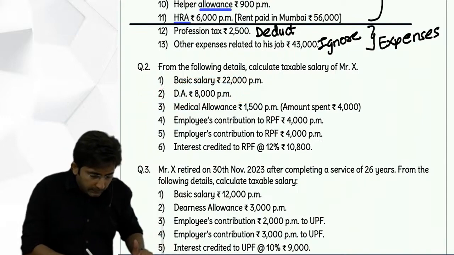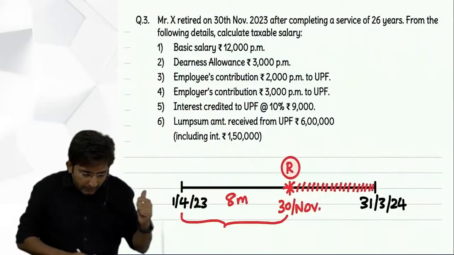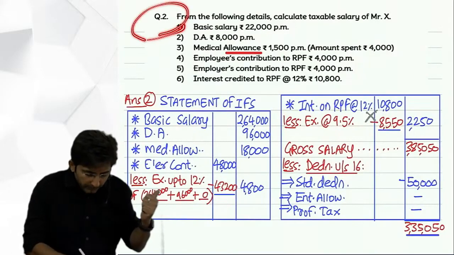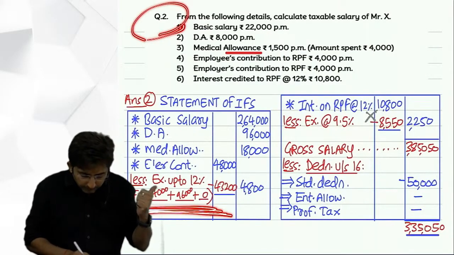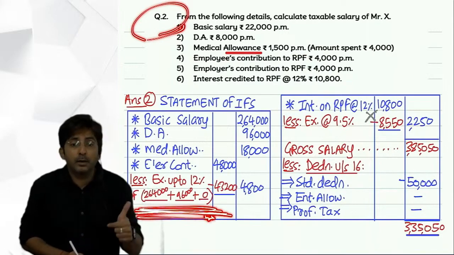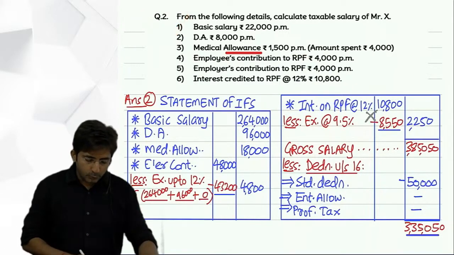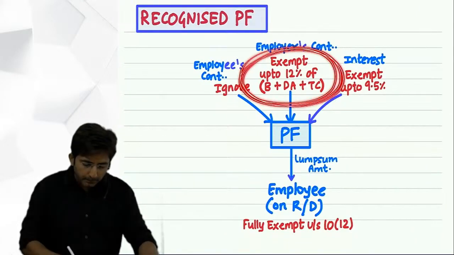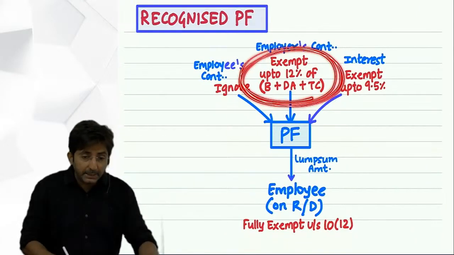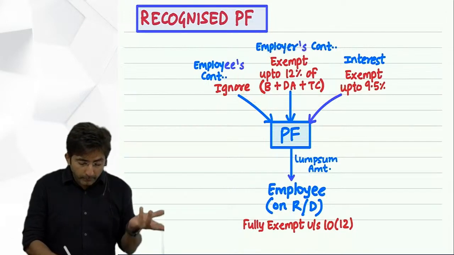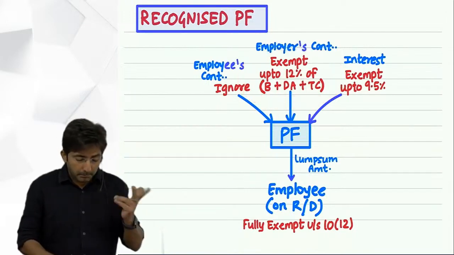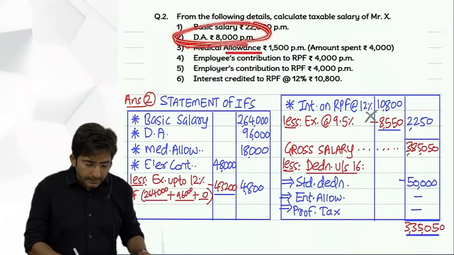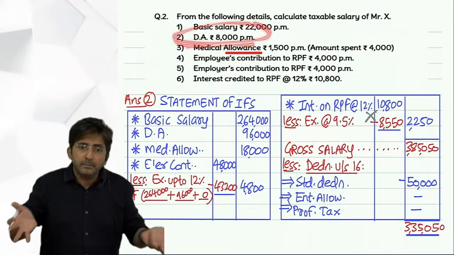So if you notice in question number 2, which we solved right now, see this formula. Read the 12% formula. Which 12%? This one. 12% of basic plus DA plus turnover commission. So now, since you know, which type of DA should it be? In terms. But our problem was silent. It simply mentioned DA. So we assumed it in terms.